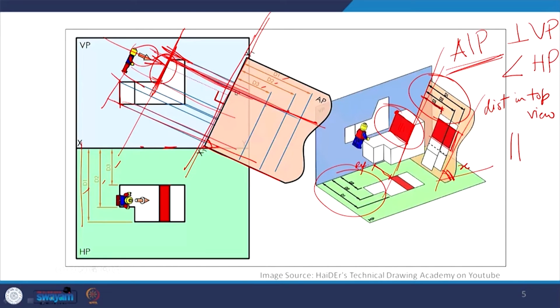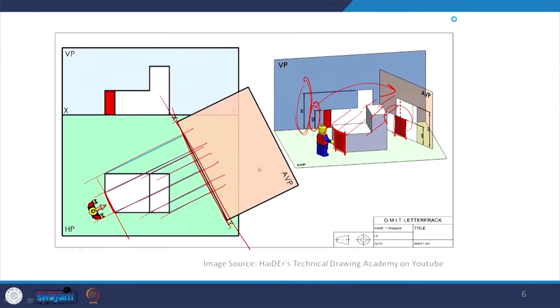So, if we look at this point, it will have the same distance as in the top view, and the height is directly being projected from the projection in the front. So, this was the point that we were taking. We just have it projected directly here, and this distance d3 is taken from the reference line which is here. That is how we draw the orthographic projections in auxiliary inclined plane.